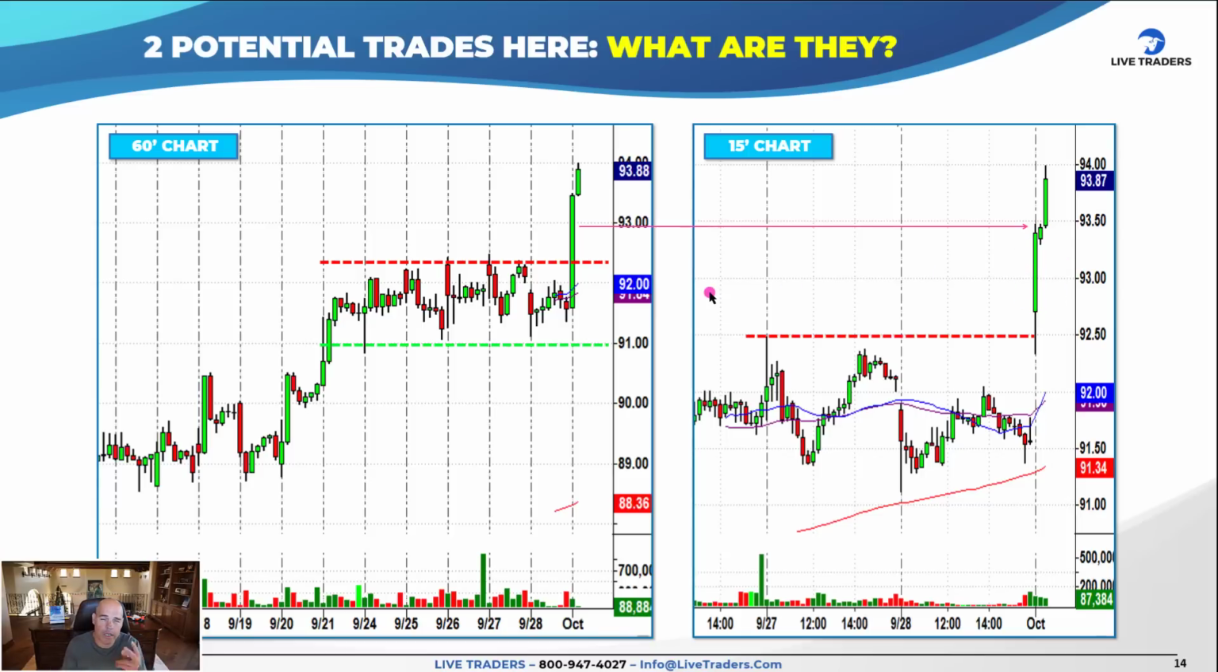But guess what? There are 2 trades here. This is a good 60-minute breakout. This is a 60-minute breakout that you take at 92.50 and you put your stop at $91, and now you hold it for the next week, the next 5 days, 7 days. This is a good example of a non-extended breakout.